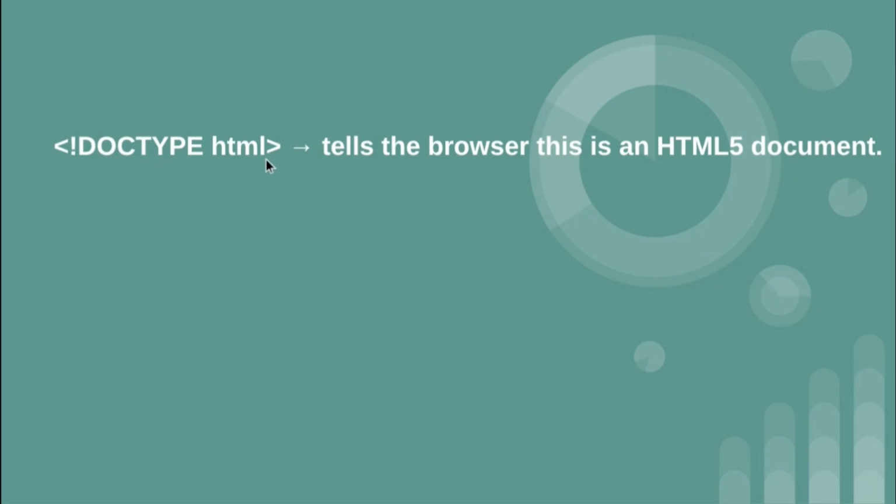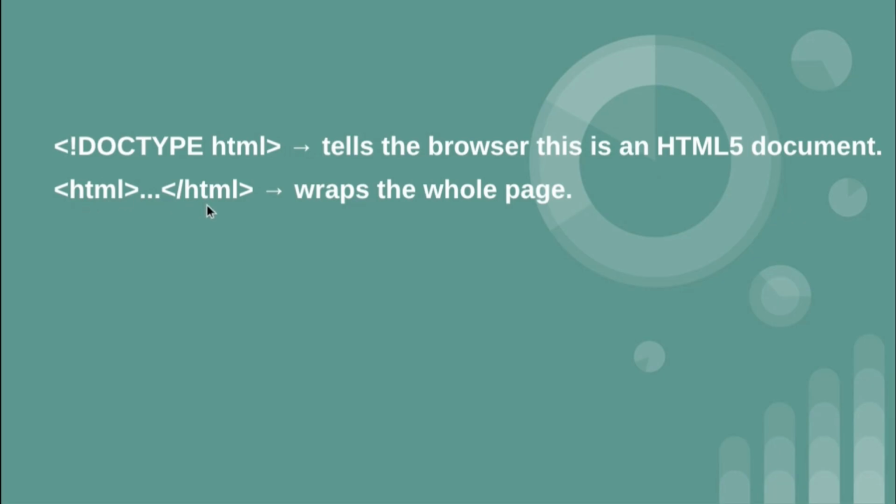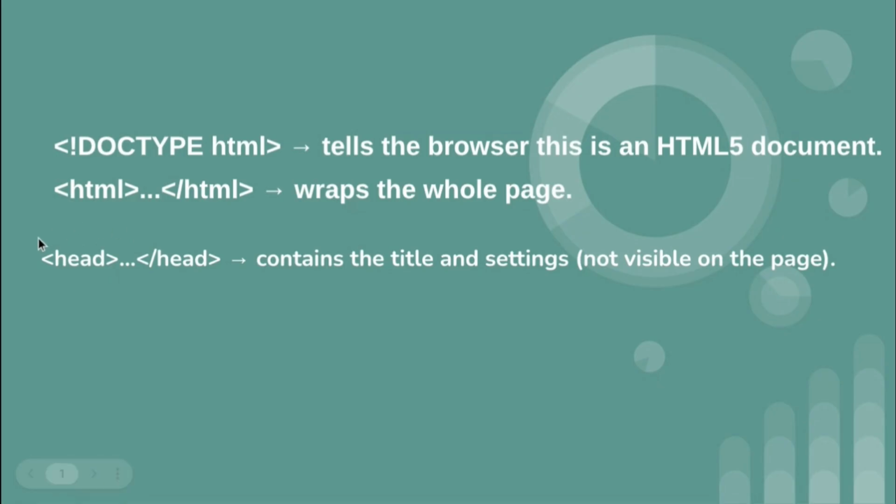The doctype HTML tells the browser that this is an HTML5 document. The next one is the opening tag HTML and the closing tag HTML. It wraps the whole page up. You find it at the top and at the bottom. The next one is the head, with the opening tag head and the closing tag head. This contains the title and the settings, but mind you, anything you put inside the head is not visible on the page.